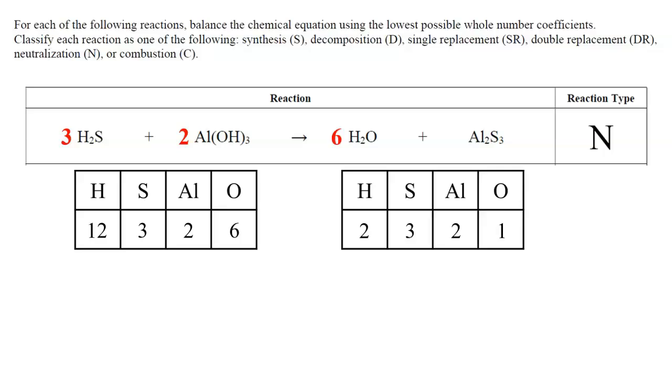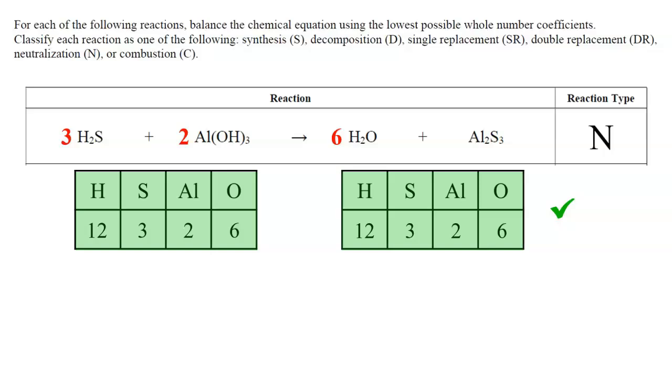This will give me 6 oxygens, which is what I need, but it also gives me 6 times 2, that's 12 hydrogens on the right. So my new total on the right side of the equation is 12 hydrogens. I still have 3 sulfurs and 2 aluminums and 6 oxygens. In this process of balancing the equation, I was able to get 12 hydrogens, 3 sulfurs, 2 aluminums, and 6 oxygens on each side of the equation. So this equation is now balanced, and my coefficients from left to right are 3, 2, 6, and 1.